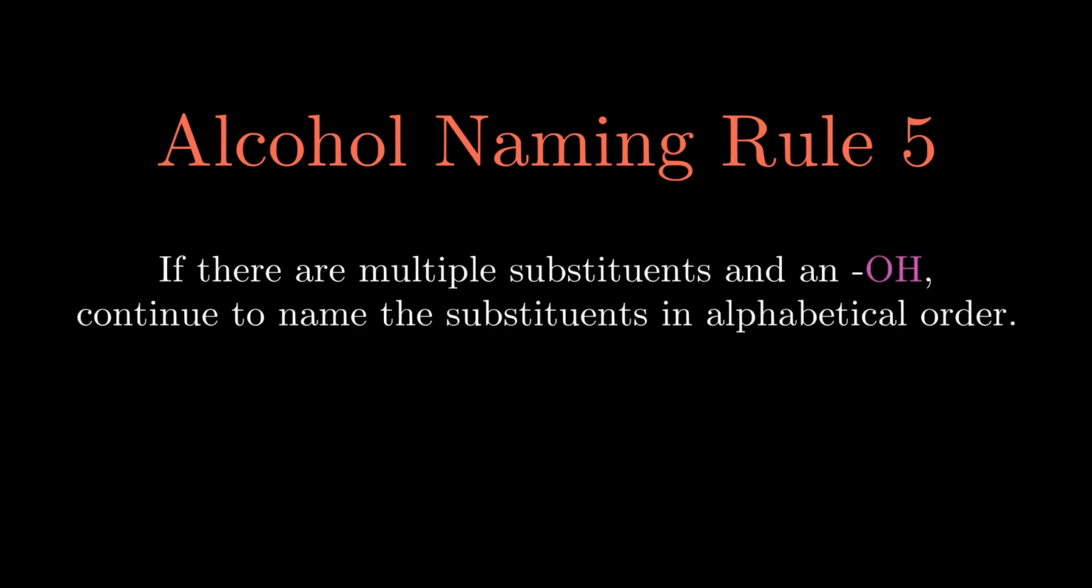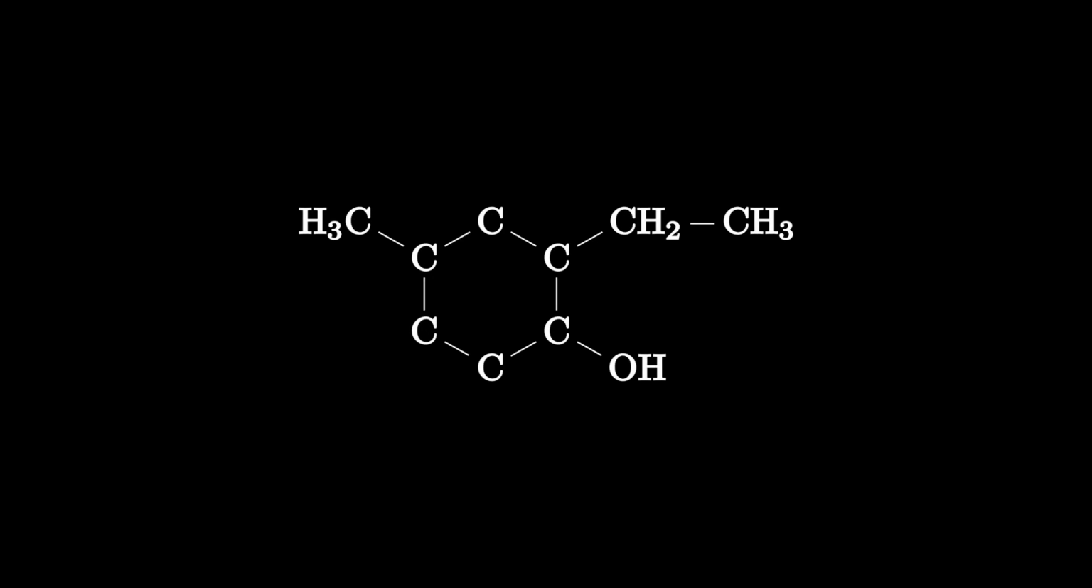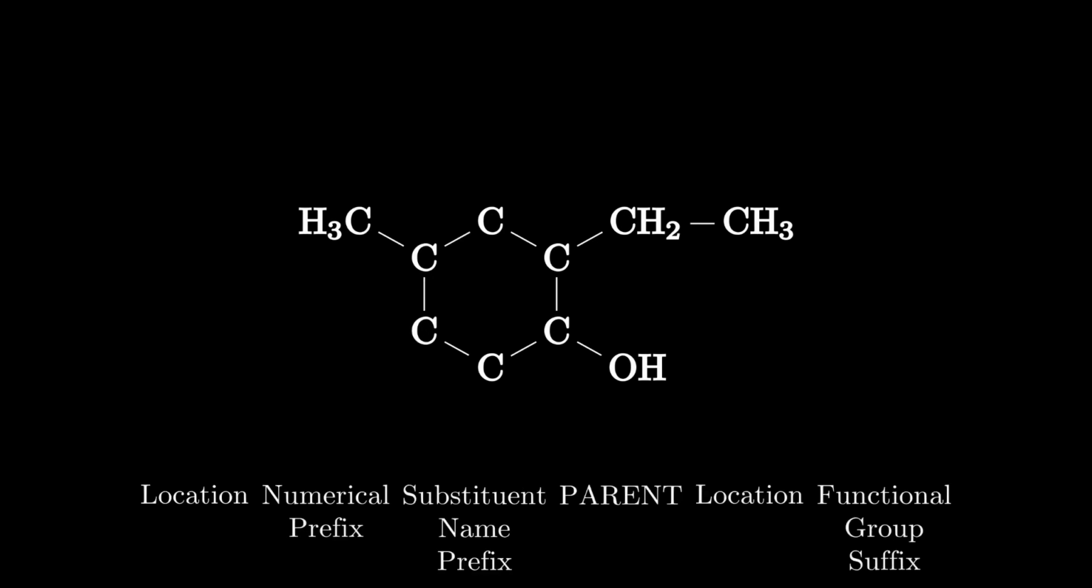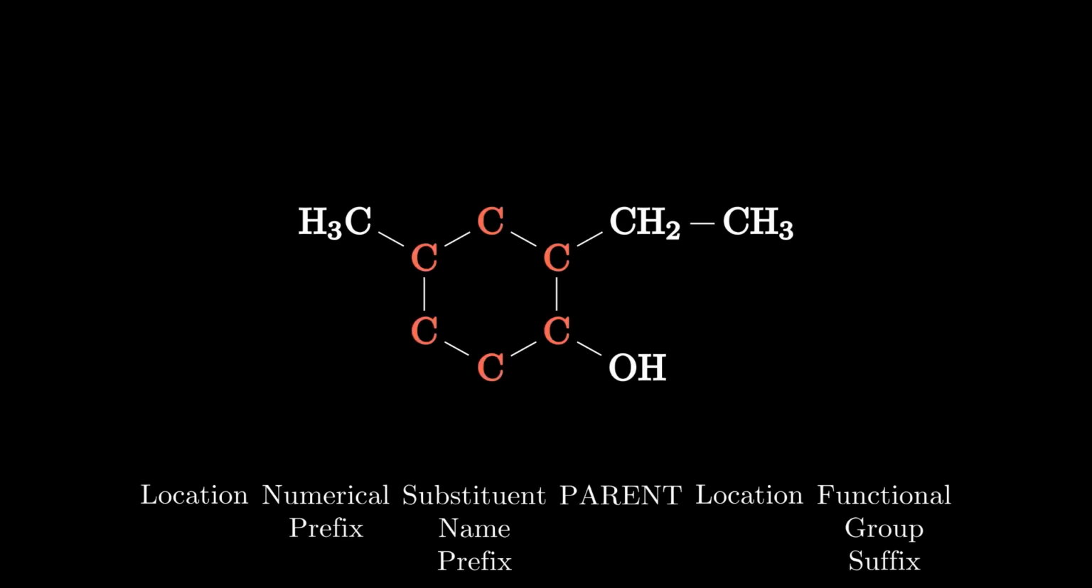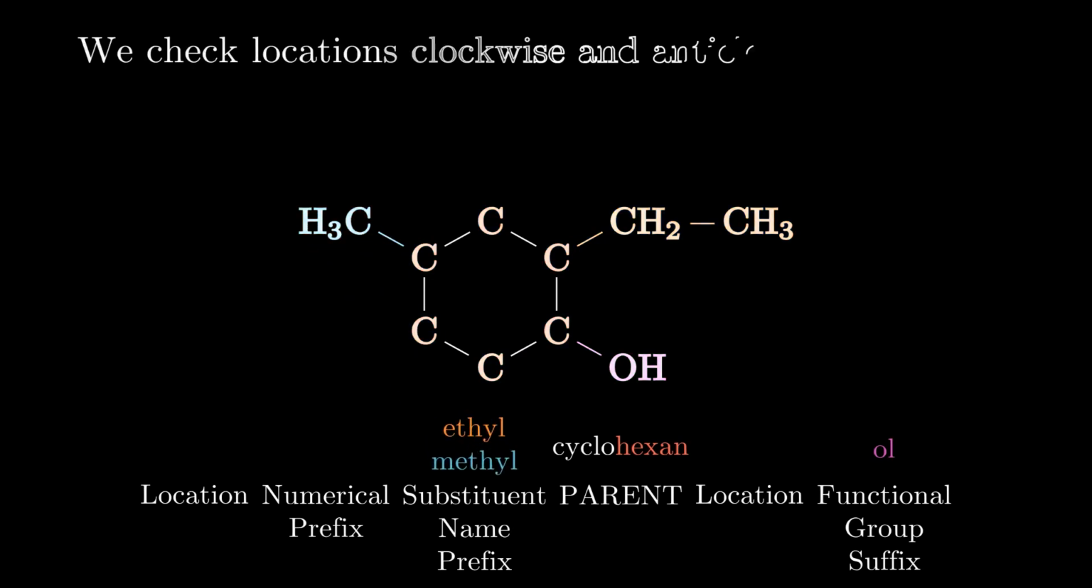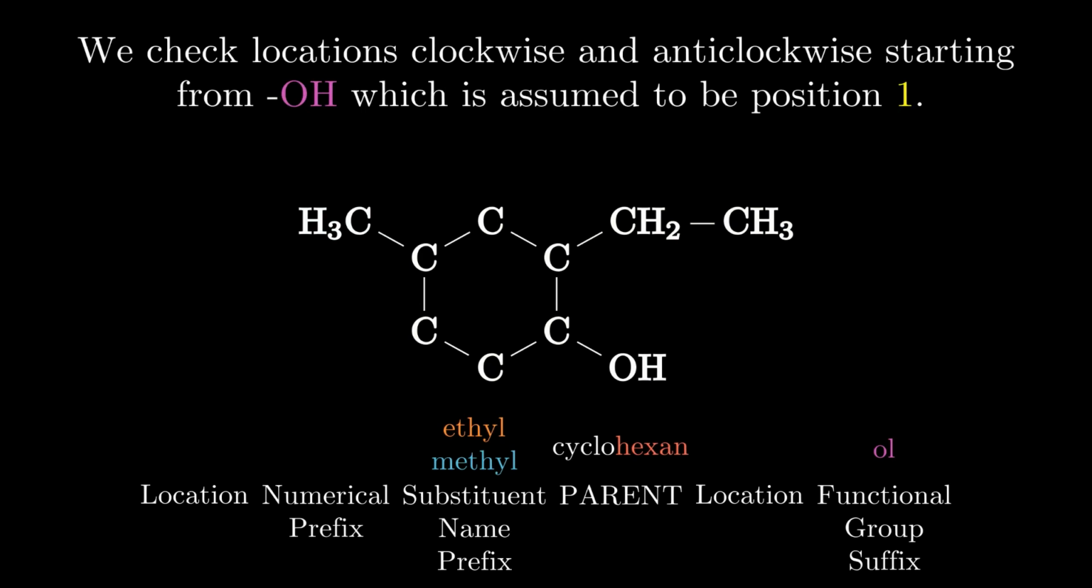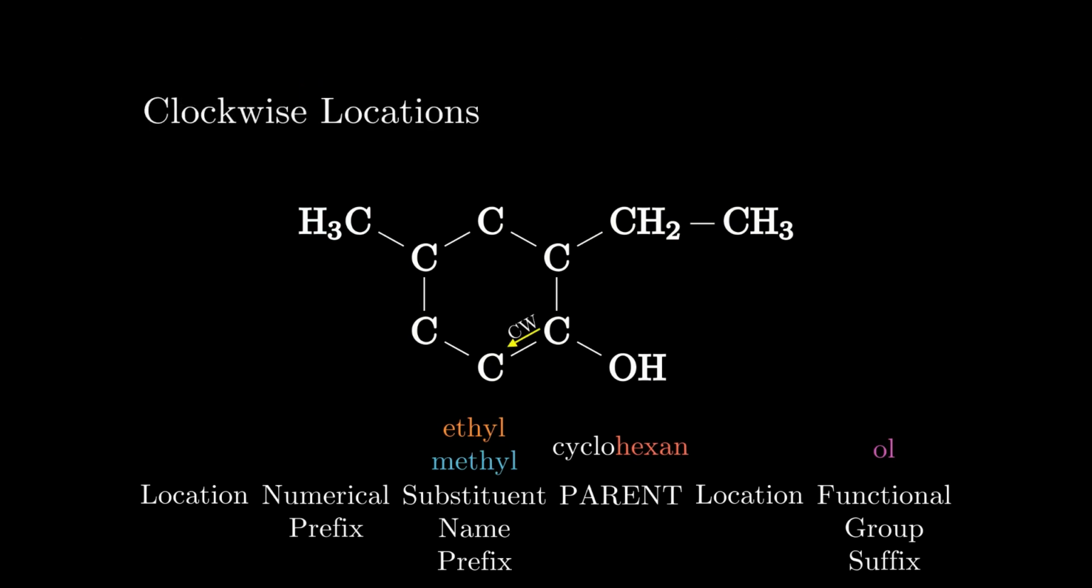When there are multiple substituents on the molecule and a functional group, continue to list those substituents alphabetically. This is the first time we are going to see a functional group on the ring structure, so try pausing the video and naming the molecule. On this molecule, we once again see a cyclohexane ring. We also have our alcohol, ethyl, and methyl groups on it. On a ring, we want to give the alcohol position number 1, and then number accordingly from there to generate the lowest possible set of numbers.